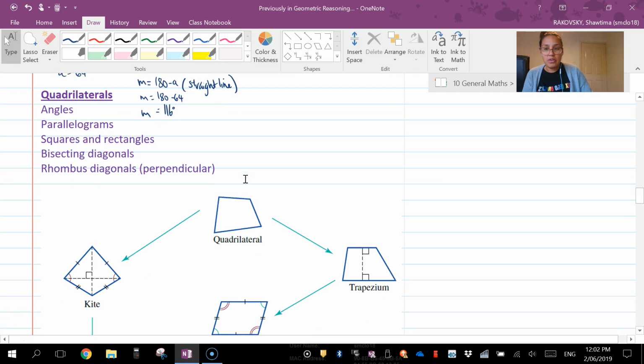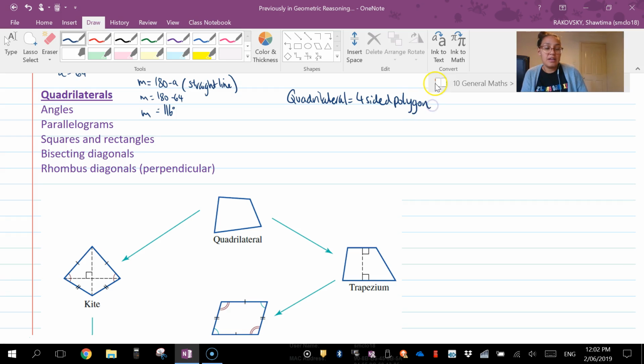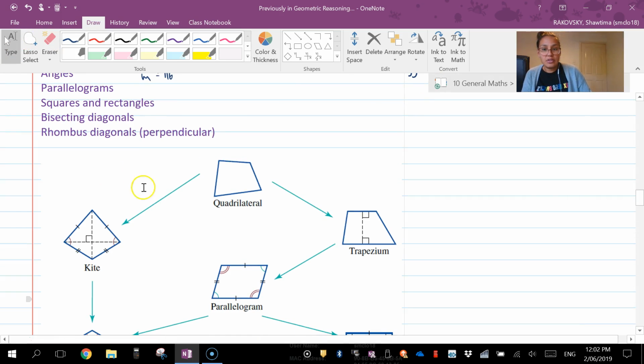So here we go, we've got quadrilaterals. Quadrilaterals are 4-sided shapes, 4-sided polygons, sorry. Quadrilateral equals 4-sided polygon. They're regular, irregular, and those that are parallelograms have certain rules. Squares and rectangles have more specific rules.